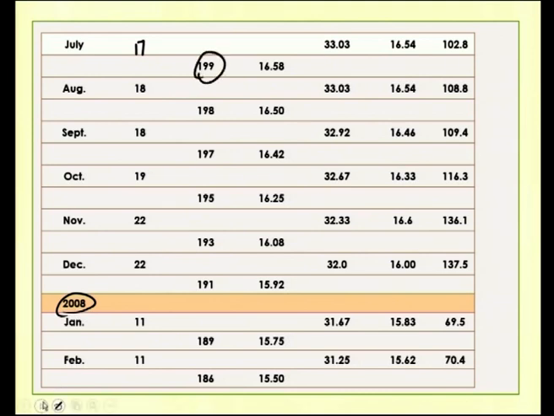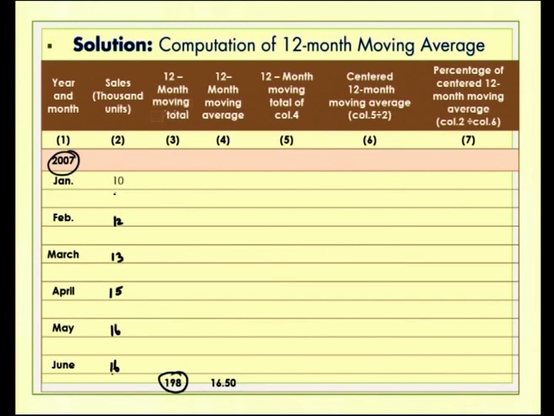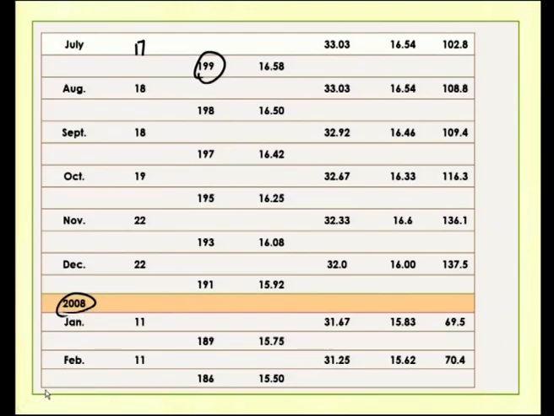This 199 is obtained by leaving the first value, very important, leaving the first value and taking the total of the remaining 12 values. Leaving the first value, the total of 12 values is 12 plus 13 plus 15 plus 16 plus 16 plus 17 plus 18 plus 18 plus 19 plus 22 plus 22 plus 11.